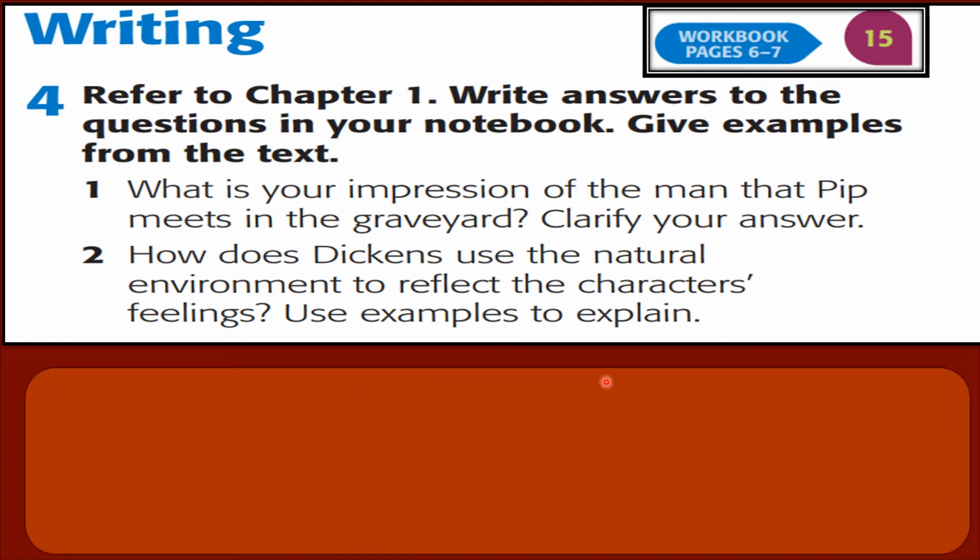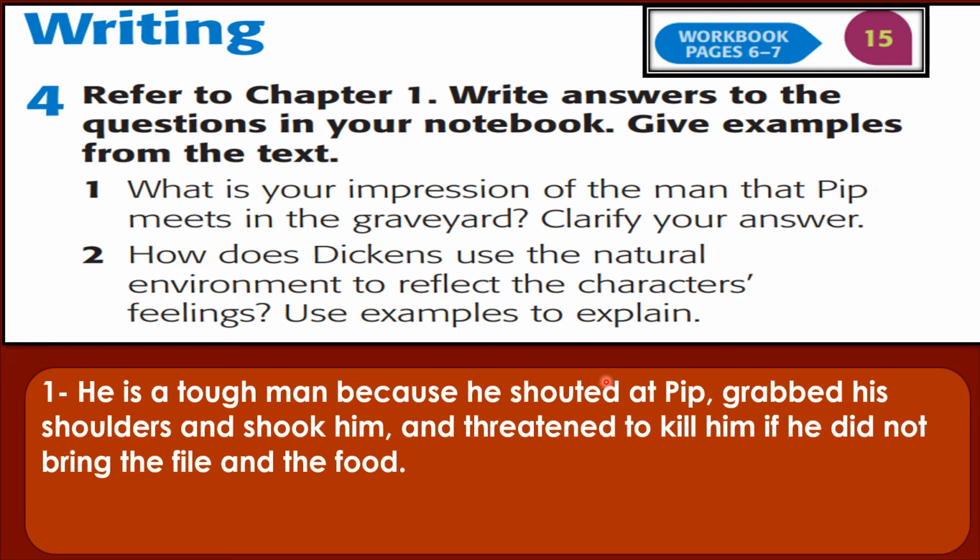Okay. He is a tough man. Why? Because he shouted at Pip, grabbed his shoulders and shook him, and also threatened to kill him if he did not bring the file and the food. Do you remember? طبعا كان ظاهر انه هو انسان قاسي، واللي عمله مع بيب يعني هو مسكه من كتافه وهزه، حدد ان هو يقتله لو ما جابش اللي هو المبرد والاكل.